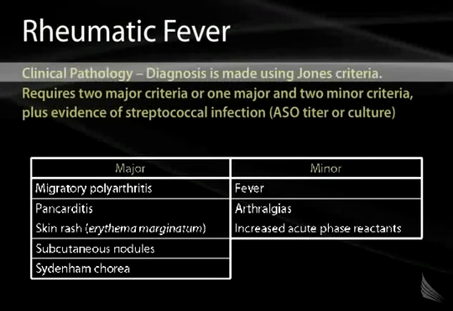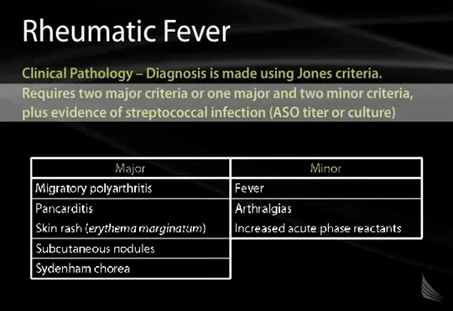Clinical diagnosis of rheumatic fever is made using the Jones criteria. It requires two major criteria, such as migratory polyarthritis, pancarditis, skin rash of erythema marginatum, subcutaneous nodules, and Sydenham chorea, or one of those major plus two minor that include fever, arthralgias, increased acute phase reactants, plus evidence of streptococcal infection determined by serum ASO titer or culture.